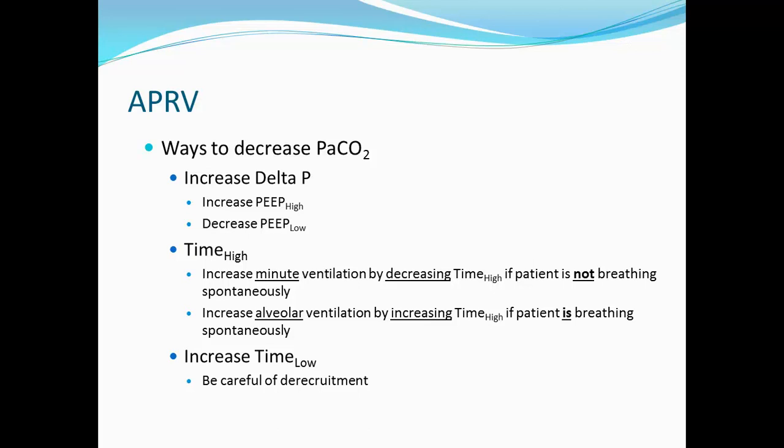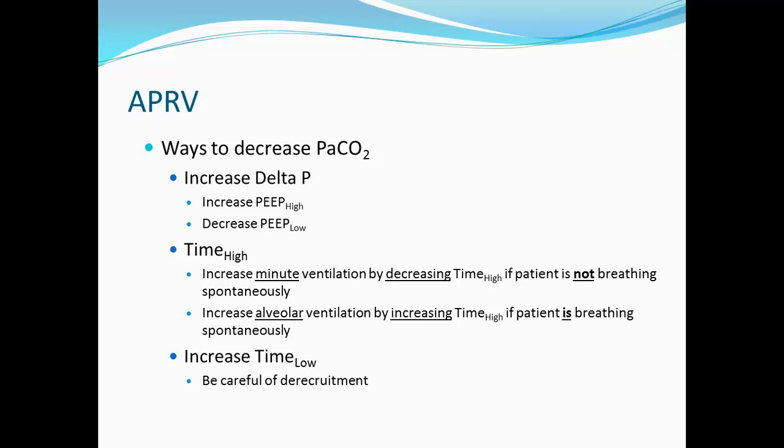So to review that, we can change the time high two different ways. If the patient's not breathing spontaneously, we may need to decrease the time high to allow more releases. If the patient is breathing spontaneously, we may want to increase the alveolar ventilation by increasing the time high to increase the mean airway pressure, recruit more alveoli, and increase the surface area of the alveolar capillary membrane.